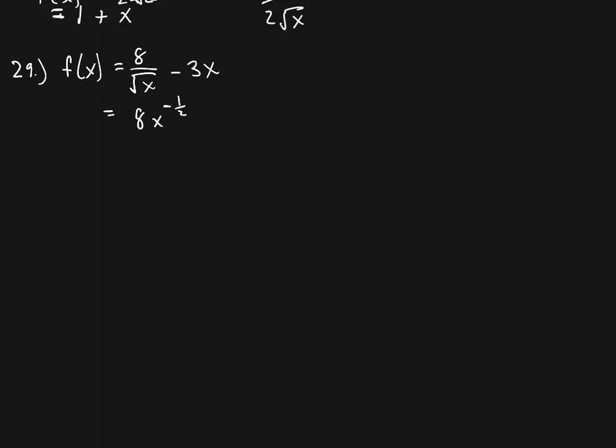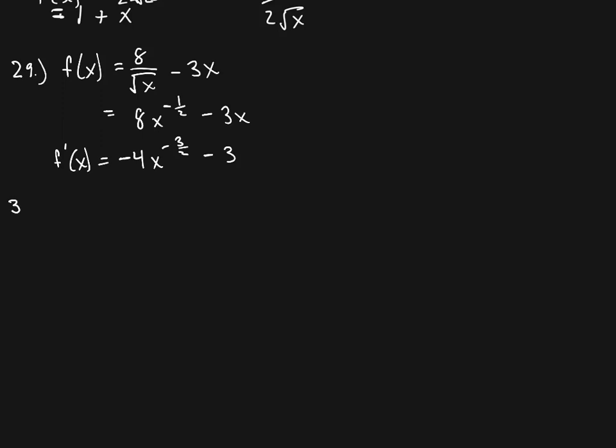Right? Anytime you see something that's square rooted, that's the 1/2. And if the square root is in the denominator, then that's going to be to the negative 1/2 power. So we have 8x to the negative 1/2 minus 3x. So taking the derivative, we get f prime of x is equal to, so now 8 times negative 1/2, that's negative 4x to the minus 3/2, because we've got to subtract 1 away from that. So we get negative 4x to the minus 3/2, and of course the derivative of negative 3x is just negative 3. So there's our derivative for 29.